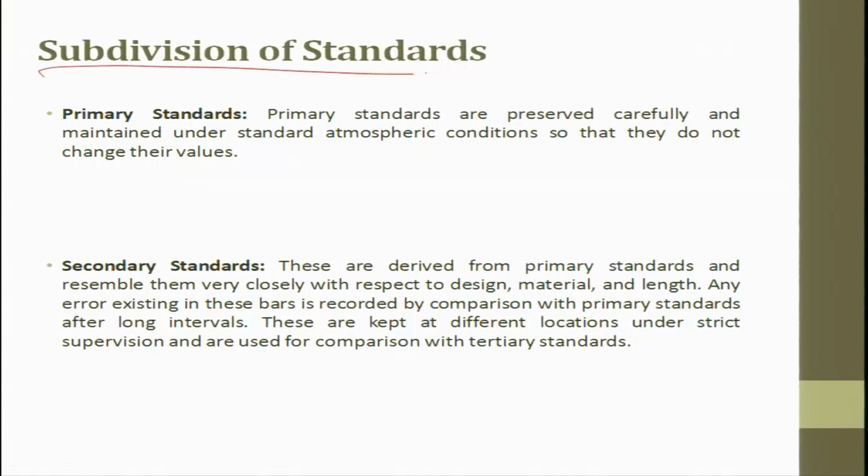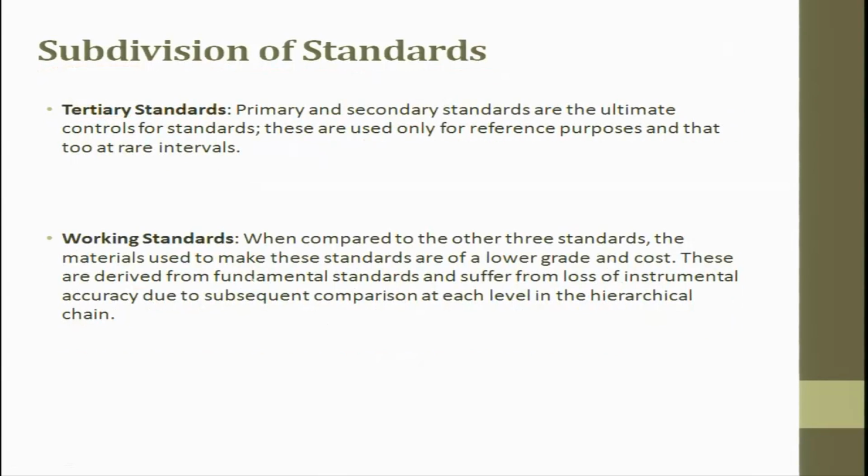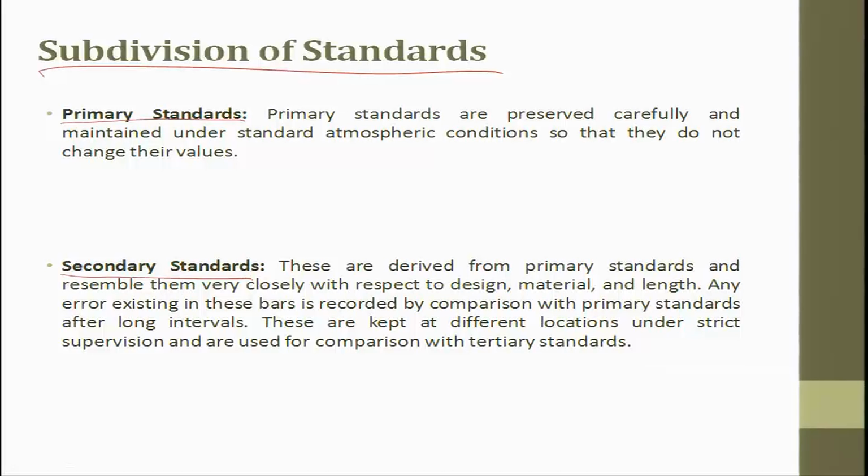So, what are the different types of standards? There are 4 types of standards. One is called the primary standard. The next one is called the secondary standard. The third one is called the ternary standard, and the fourth one is called the working standard.